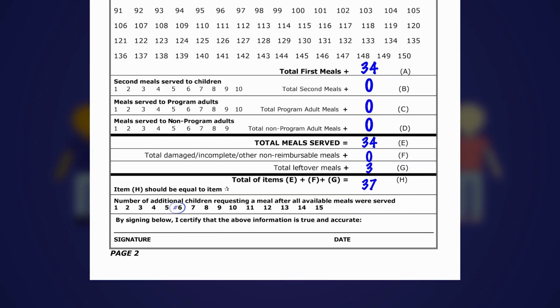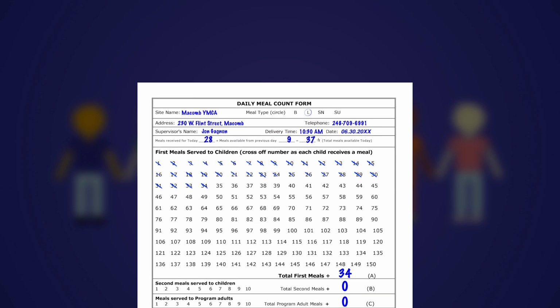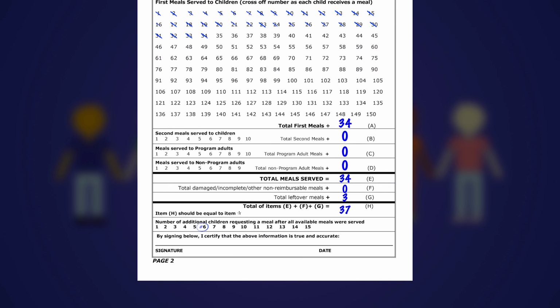Review your form carefully to make sure everything is correct, and then sign and date. Don't forget these two very important last steps. Without your signature and the date, the form will be considered incomplete.